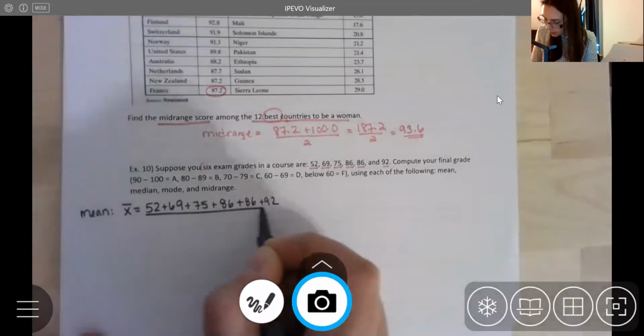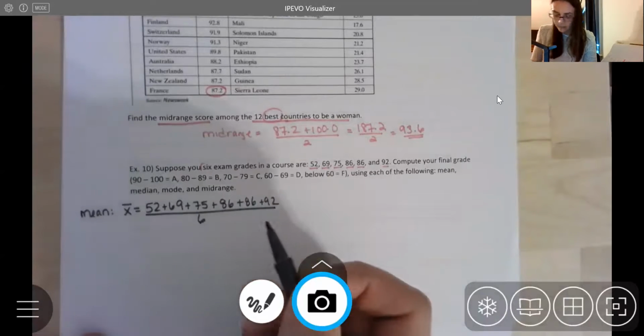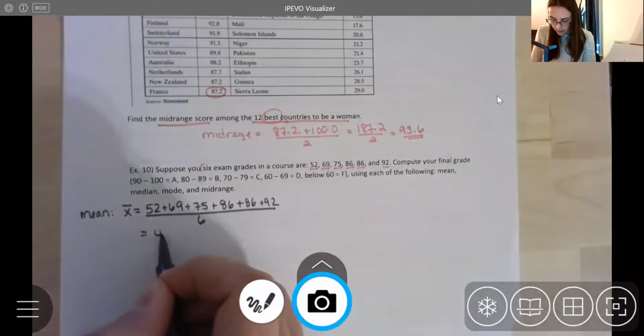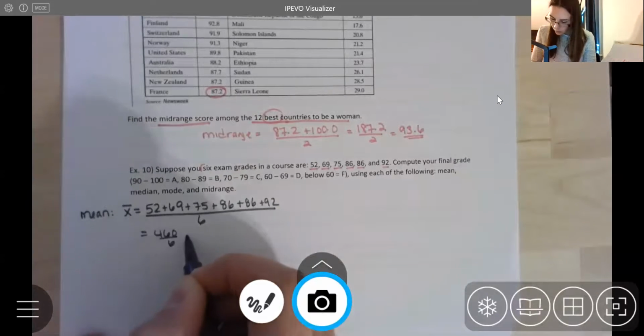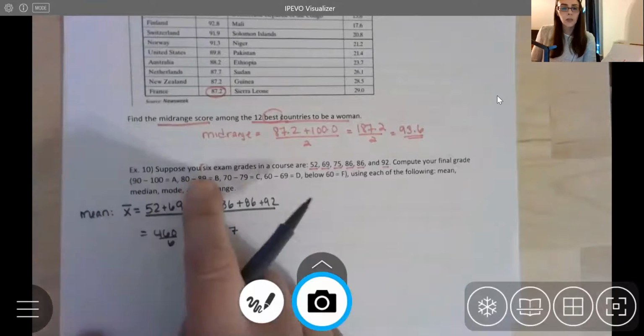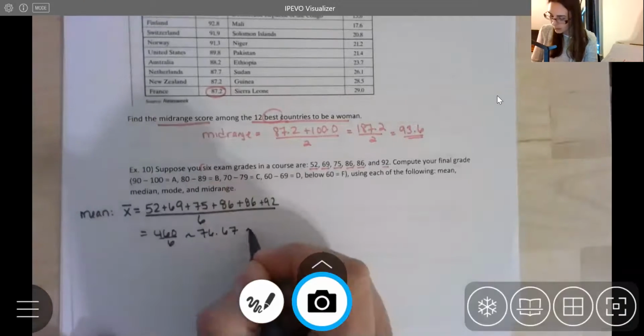And then you're going to divide by the total number of values there. So I have 6 values all together. And what I get here is 460 over 6, which is about 76.67. So if I use my breakdown here, this would give me about a C.